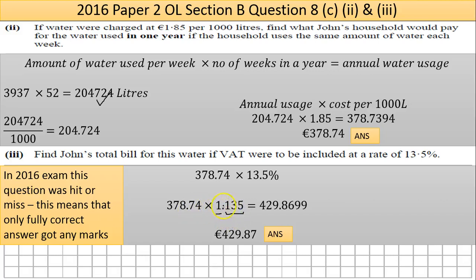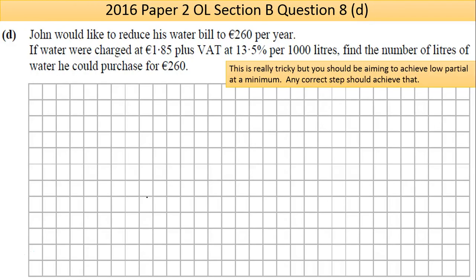So that's multiplying by the original and the increase, and that gives me 429.869, which rounds back to, in cents, 0.87. Okay, and that's my answer. Now make sure with both these figures to put the euro symbol in. That's the unit we're talking about here. Okay, so that's part 3.